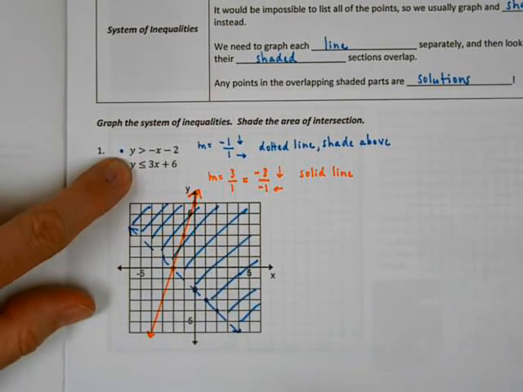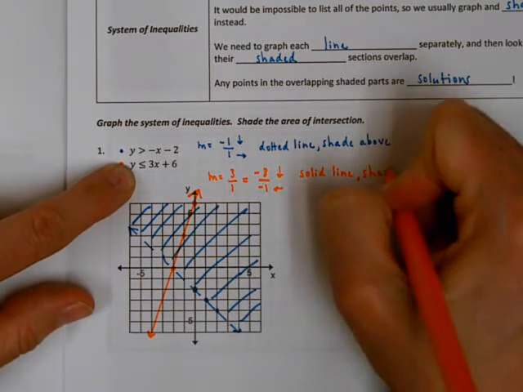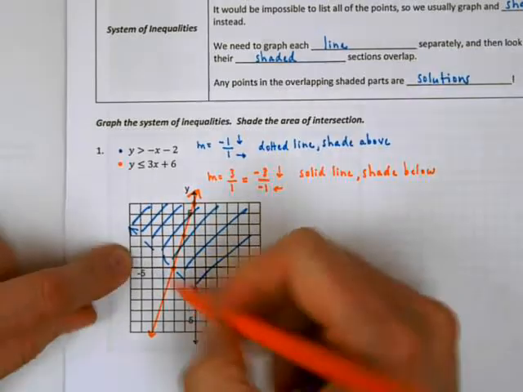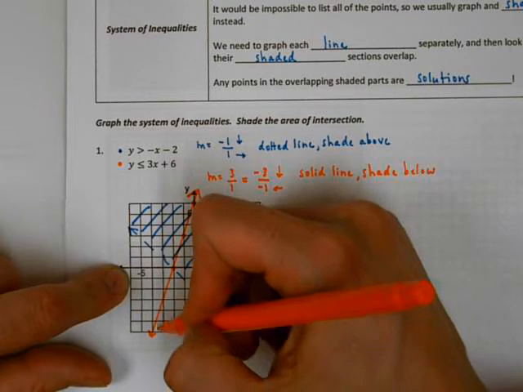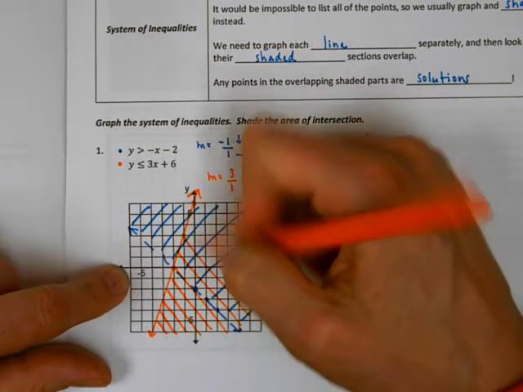And then it's less than or equal to, so I'm going to shade below. So everything below is going to be down here. So I'm shading everything below.